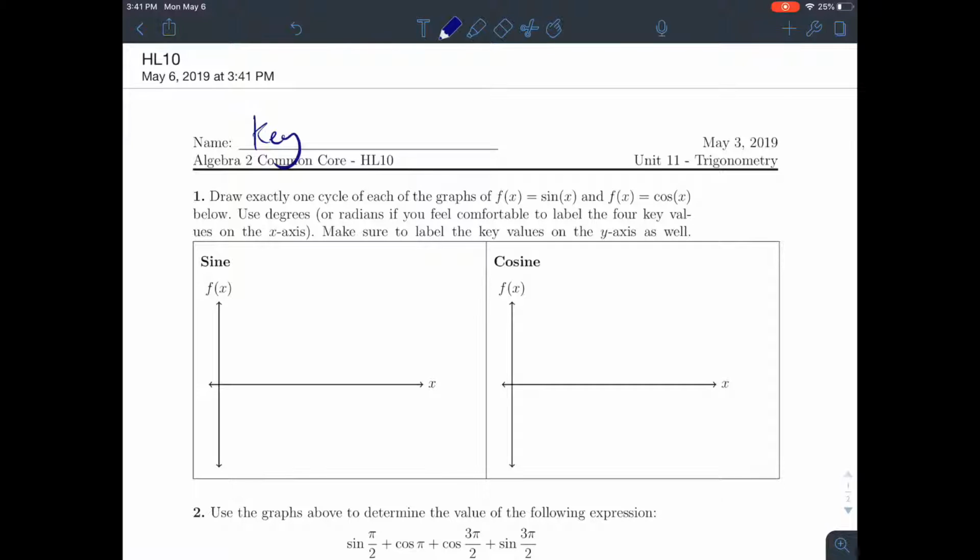So draw exactly one cycle of each of these graphs. I'm going to be using radians, not degrees, and you should be at this point too. The directions are kind of old.